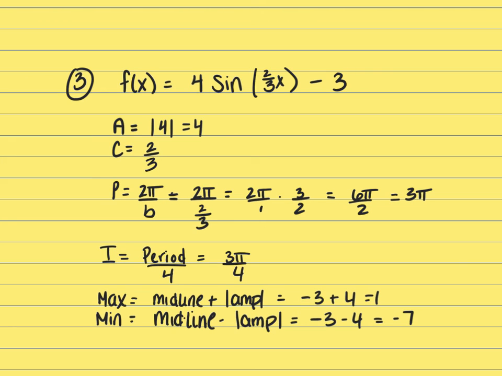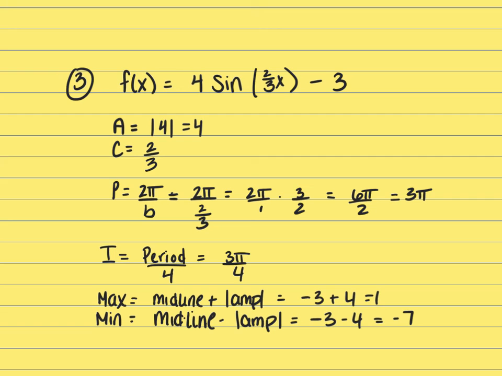Your amplitude should have been 4. I took the absolute value of the number in front. The cycles is your b value, so I took the 2/3 in front of the x. Period is found by taking 2 pi over b, where b is the number of cycles. So I did 2 pi divided by 2/3. I saw a division here, so I have to keep, change, flip. Kept the 2 pi over 1, changed the division to a multiplication, and flipped the 2/3 to 3 over 2.